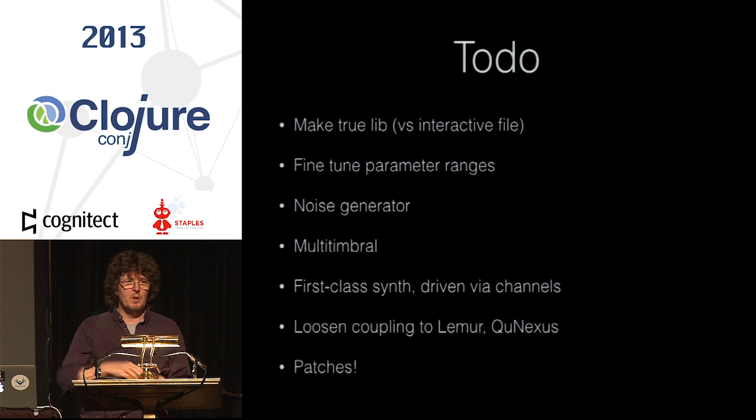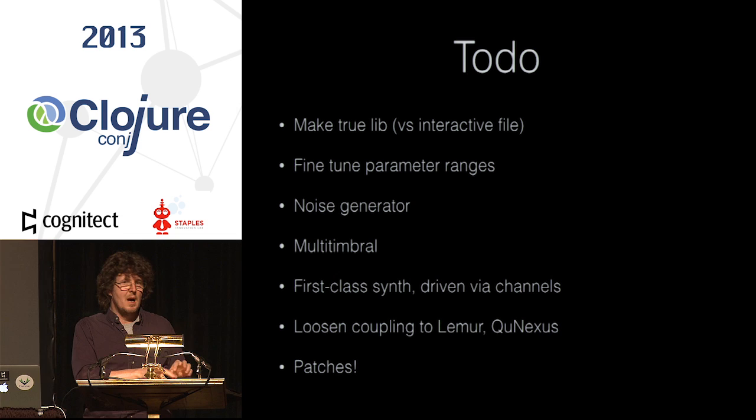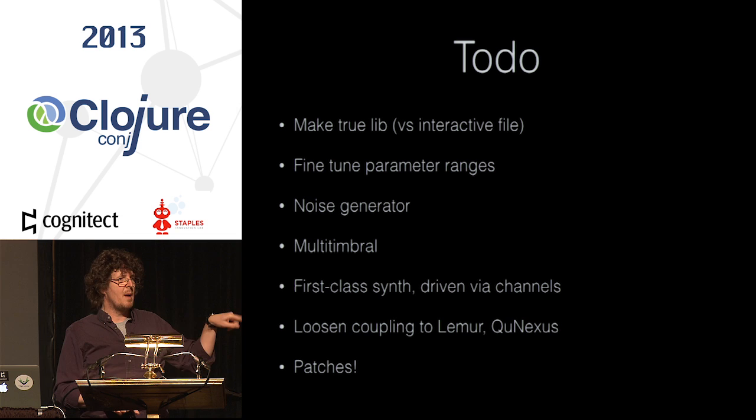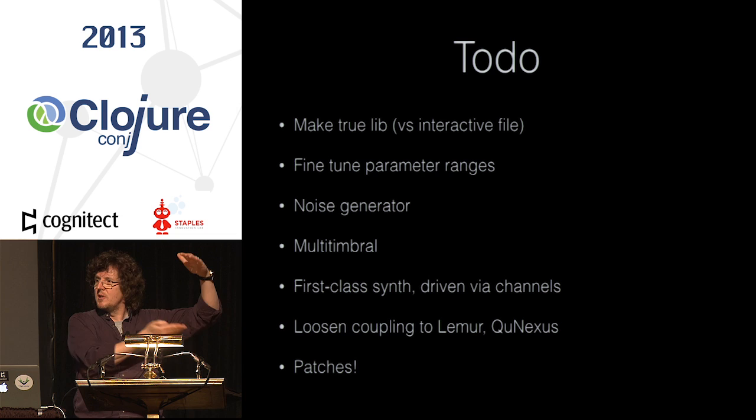So I'd love to go through and just do that so this is a real library where everything is properly namespaced, because we're not looking for that interactive, I only want to type one thing so that I can play music on the computer. We just want to make a library. As I said before, some of these parameter ranges could be fine-tuned so that the sweet spot of the range maps to the controller correctly.